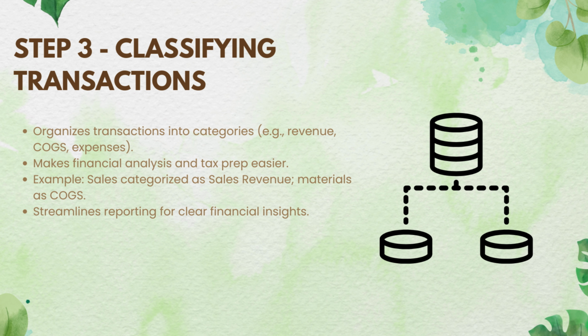3. Classifying transactions. Once we've recorded our transactions, it's time to classify them. This is about organizing transactions into categories to simplify analysis and reporting. Common categories include sales revenue, cost of goods sold, operating expenses, and other income. For our sneaker business, you might classify sales under sales revenue and expenses under cost of goods sold when you buy materials. This classification helps streamline financial reporting and is especially helpful when preparing for tax season.